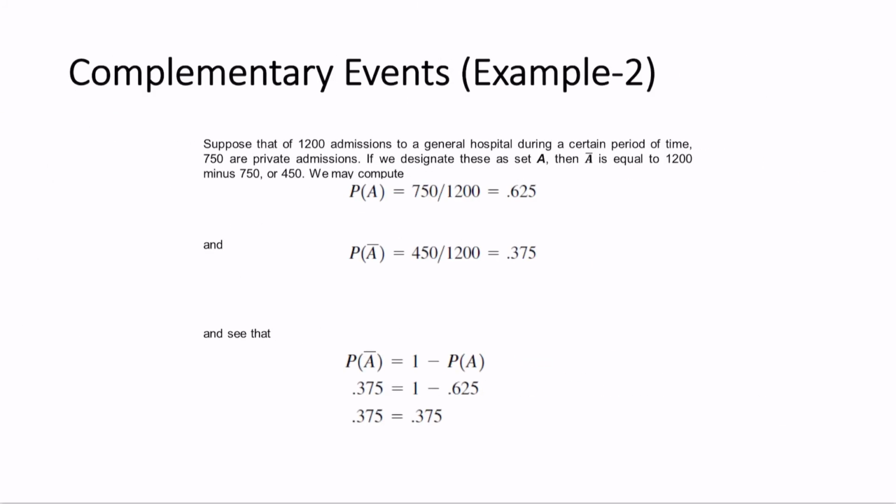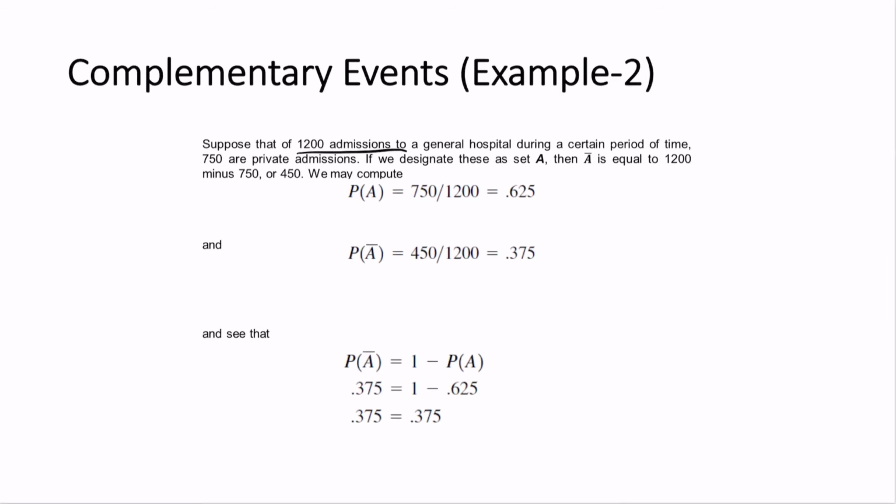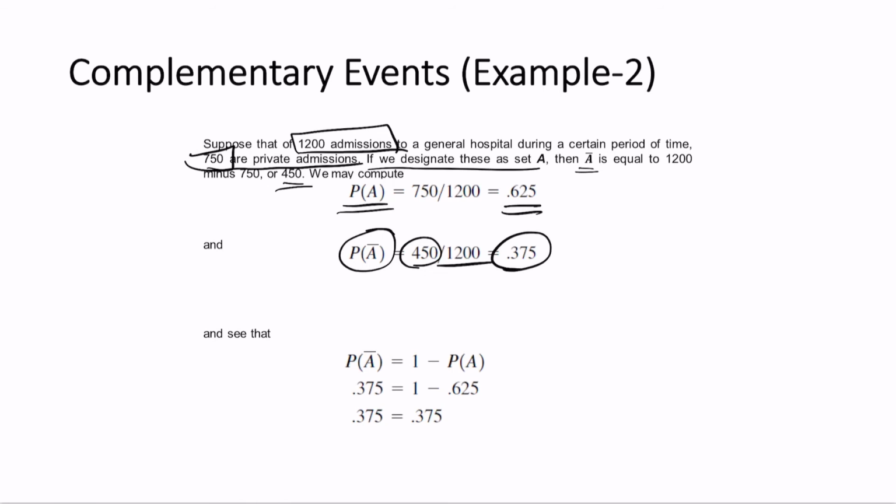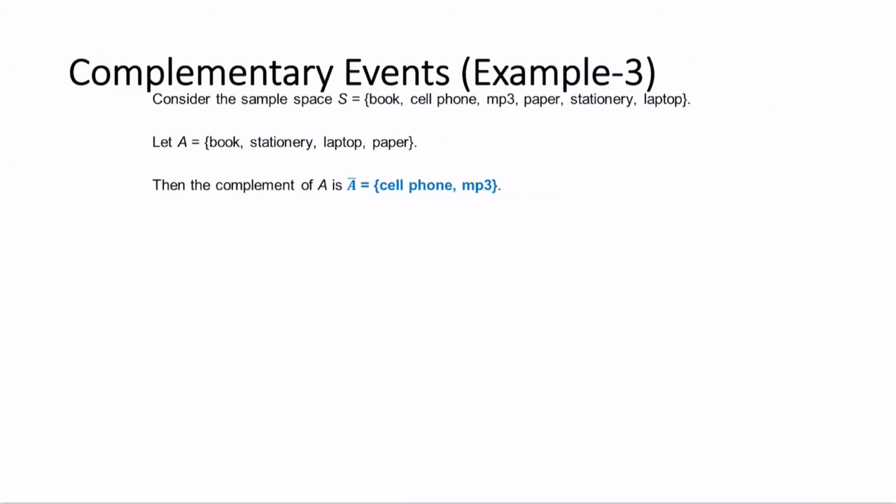In the same way, for example, suppose there are 1200 admissions to a general hospital during a certain period and 750 are private admissions. Let's designate those private admissions as A. Then A bar will be equal to the total minus the A value, so that becomes 450. The probability of A, private admissions, is 0.625. The probability of A bar is the exact opposite, which is 450 by 1200, which is 0.375. So when you add both of them, you end up with 1.00. Right? So that's the idea behind complementary events.